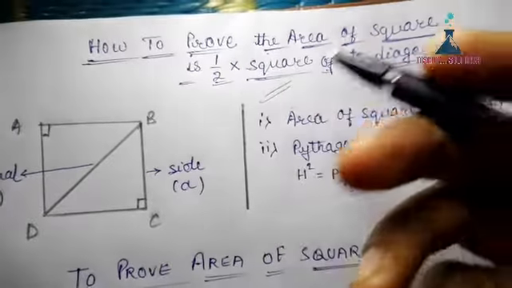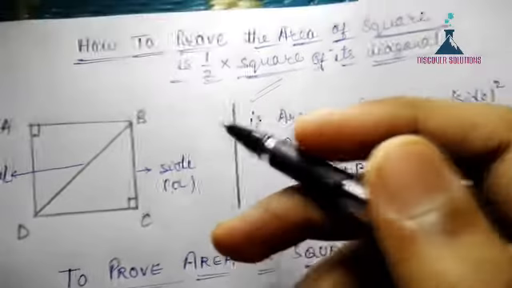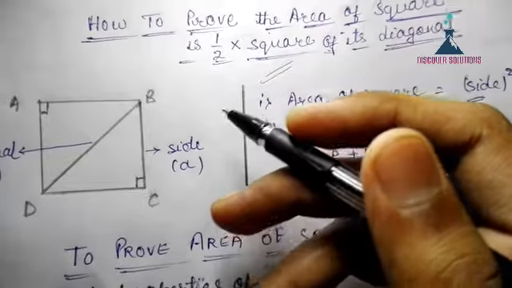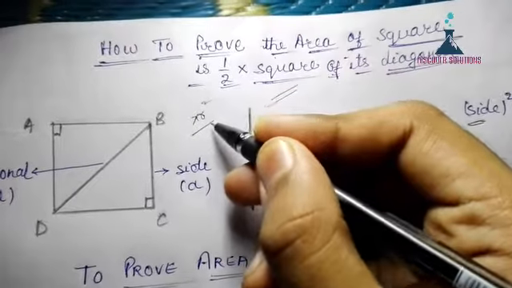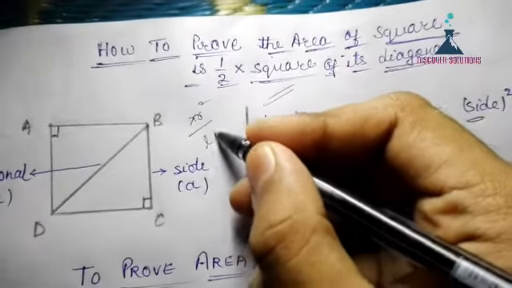So friends, I've uploaded two more videos earlier. The first video is about how to prove the area of a circle is pi r square, and the second one is how to prove the area of a rectangle, that is L into B.